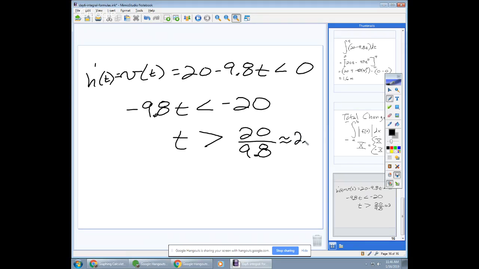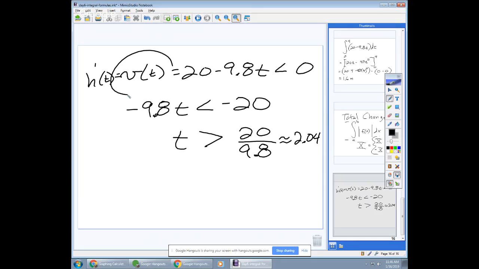2.04, okay. 2.04. Yeah. So notice earlier I went to 2, it hadn't started to drop yet. So I got the full distance it traveled up to 2 seconds. A little bit after 2 seconds, all of a sudden it starts to fall, and we get some cancellation of height because it's dropping down again. So we have to break this into 2 integrals now.